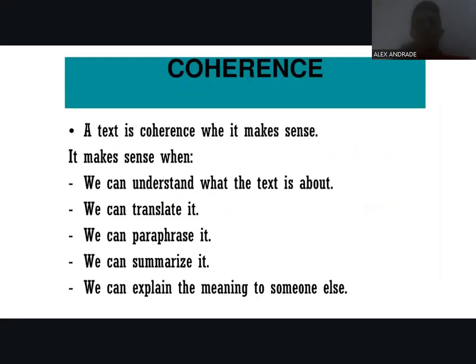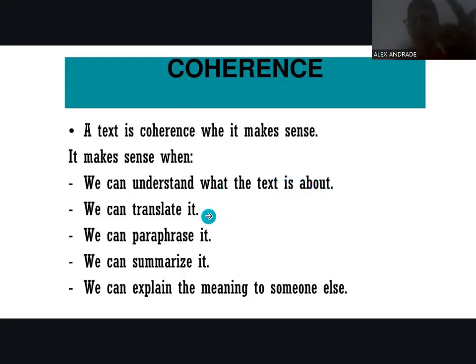As you remember, because I suppose that you already know this, a text is coherent when it makes sense. ¿Ok? Cuando makes sense, significa tiene sentido, hace sentido. Entonces es coherente. ¿Cuándo es coherente? ¿Cuándo hace sentido? When we can understand what the text is about. Cuando sabemos de qué se trata, because it's coherent.